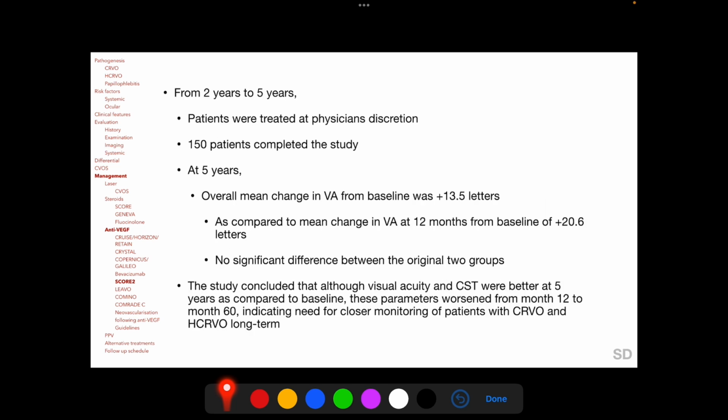The SCORE 2 trial was extended further, and from 2 years to 5 years, patients were treated at physician's discretion as in the second year, and 150 patients completed the 5 years of the study.